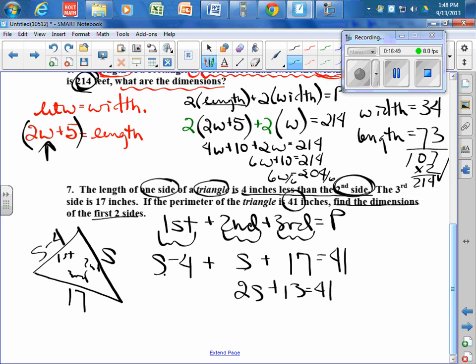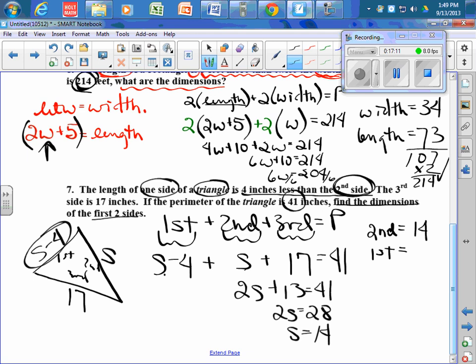Subtracting the 13 from both sides, 2S is equal to 28. And S must be equal to 14. So what does that mean? What did we say S stood for? The second side. So our second side is 14. What's the first side? Well, it's 14 minus 4, which is 10. Obviously, the third side was 17. Do those give me a perimeter of 41? When I add it all up, it does. It checks out. And that's how you do story problems pertaining to perimeter.